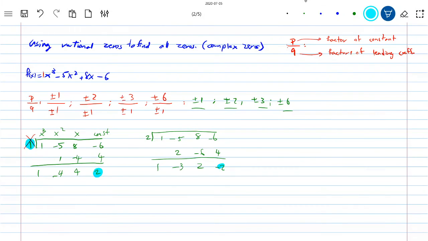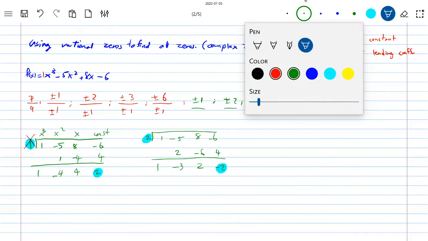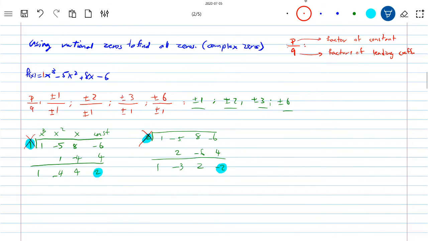Again, remainder not 0, that means the choice of 2 was not a good choice because it's not going to be a 0. I'll move on to another number. Next number on the list, it could be positive 3. You can try negative 3. You can try negative 2.